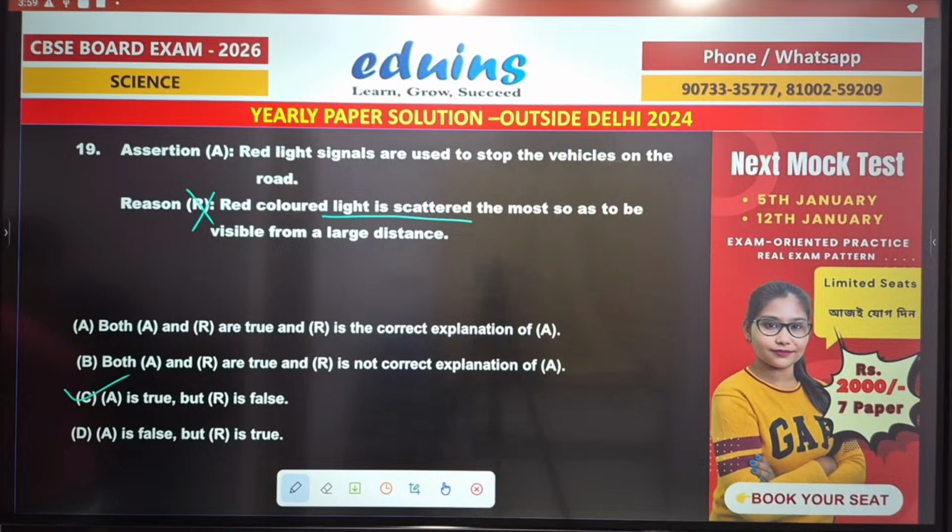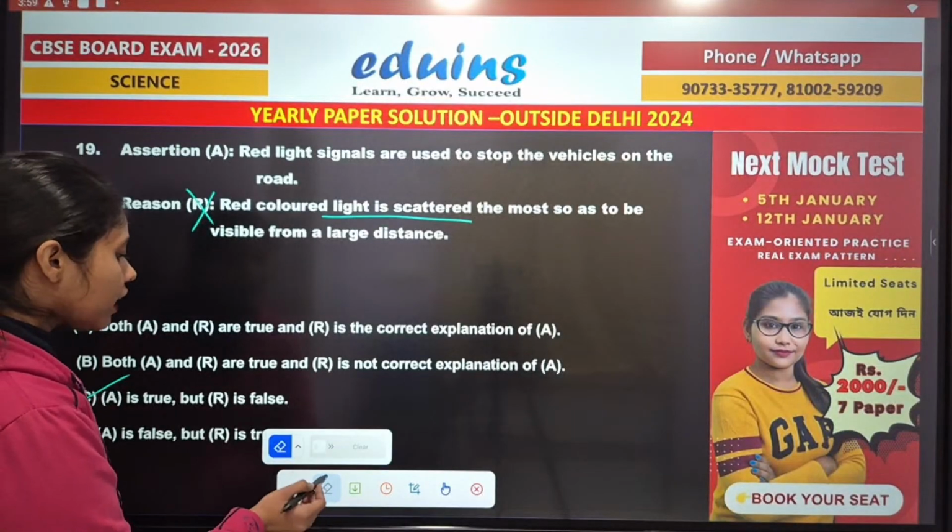So, Music World said C and Arjun said C. Okay, you both gave the perfectly correct answer. Okay, this is the correct answer. C is the correct answer. So, what will be the next question?